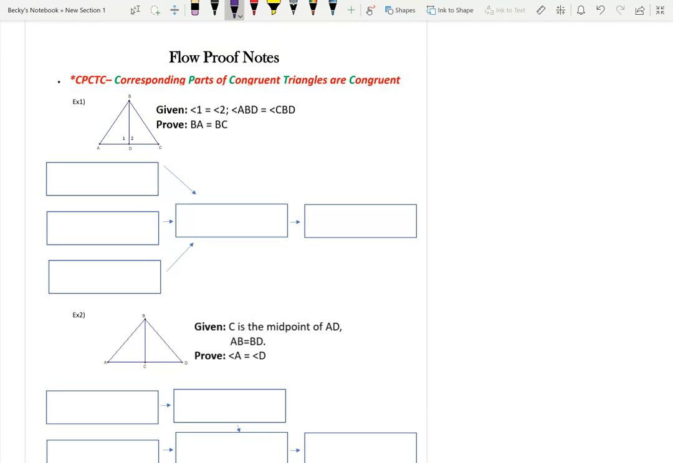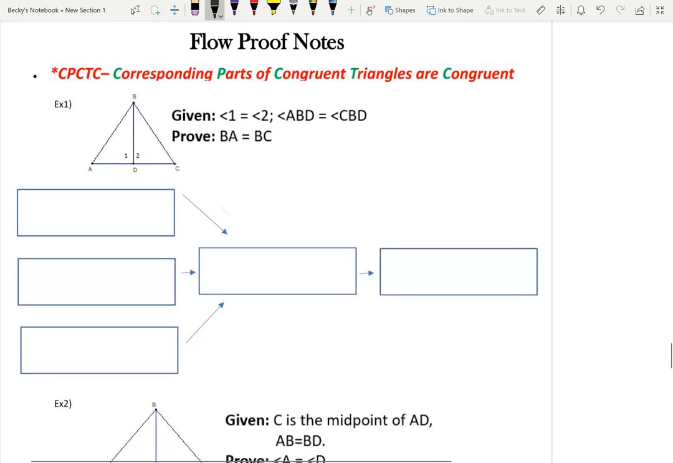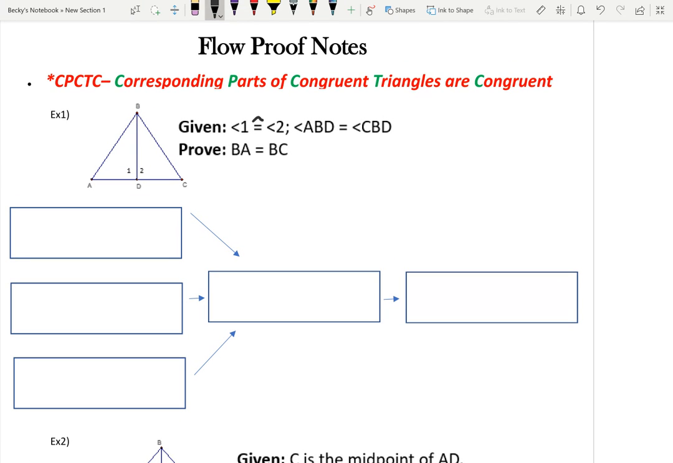Hi, welcome. Today we're going to talk about a flow proof. This is a different type of proof, and I really like it when we are trying to prove triangles congruent. It's very structured. It really helps you know where to put what information, and typically students really like these for this chapter.